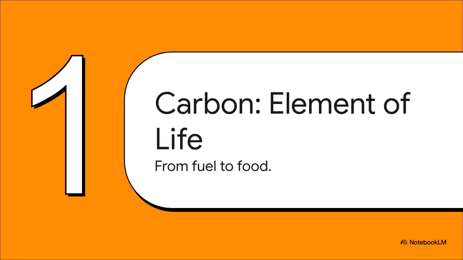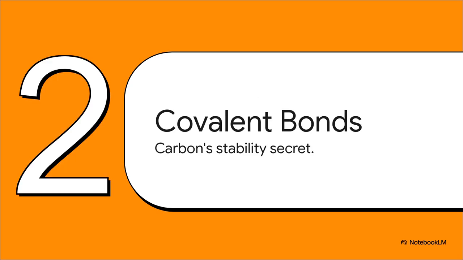All right, so we all know carbon is the element of life. It's everywhere. But the first real clue to its secret lies in how it connects with other atoms. So how does it bond? Well, this brings us to the secret of covalent bonds. See, for any atom, the name of the game is stability. It wants to have a full outer shell of electrons, just like the noble gases. But for carbon, getting there presents a really interesting problem.